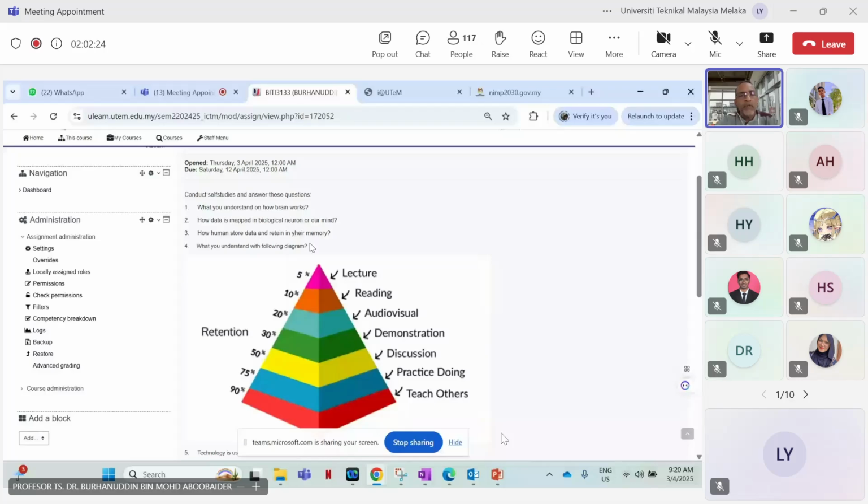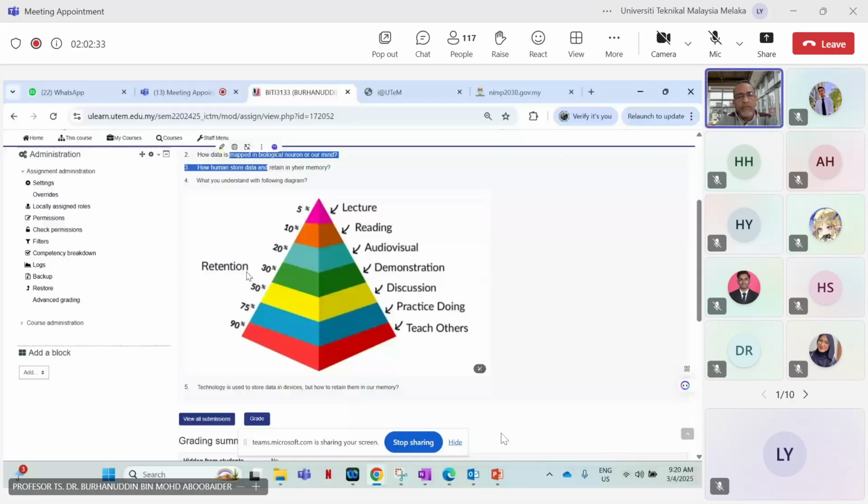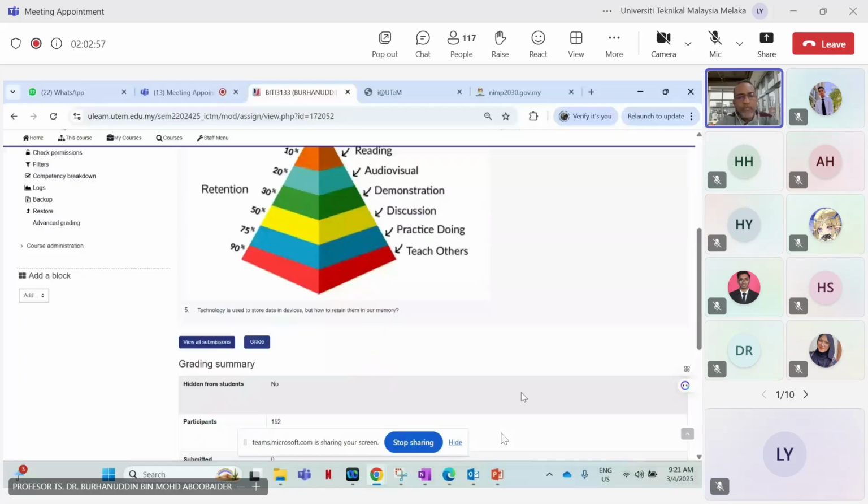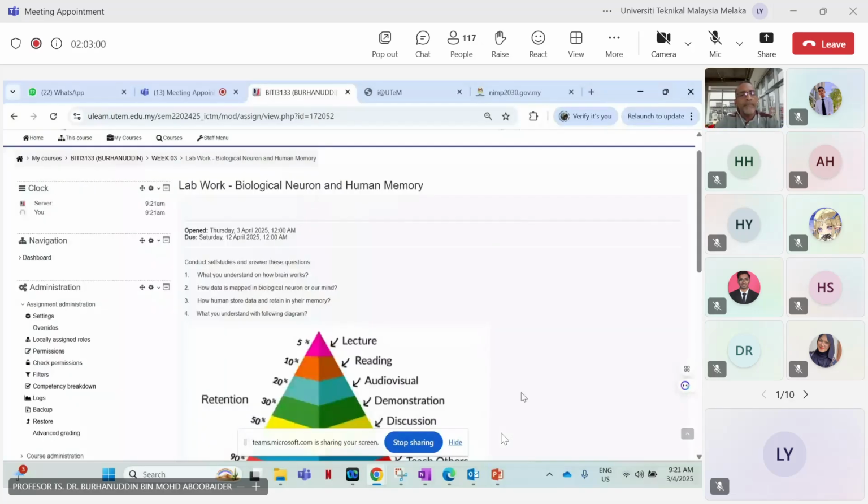What do you understand from the following diagram? If you can see over here, retention of data in our memory happens through many things, right? So you have to give your understanding about this picture. And last but not least, technology is used to store data in devices, but how do we retain it in our memory? So this is the field work or lab work that you have to do this week. Can you do it, class? All right. So this is our lab work. What else?